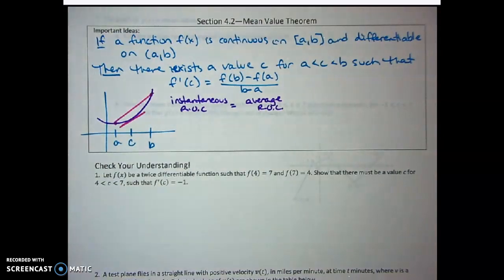And when I find the average rate of change between a and b, it's equal to the instantaneous rate of change, or the slope, at c. And that's what it looks like graphically.